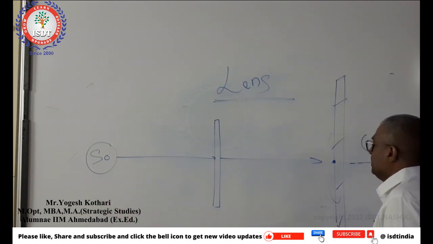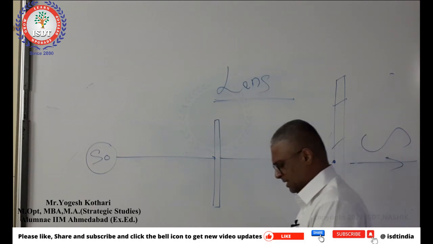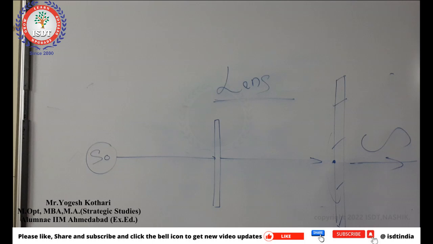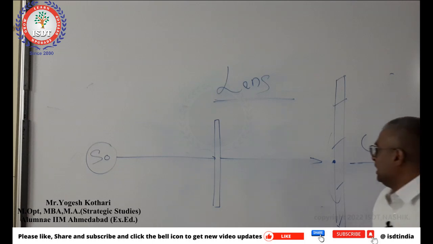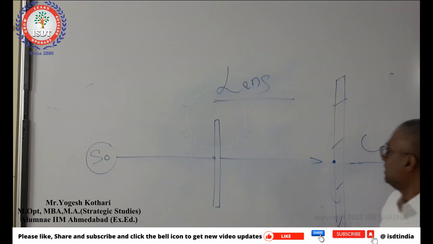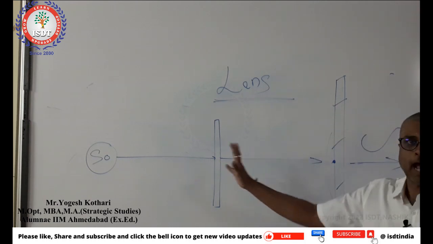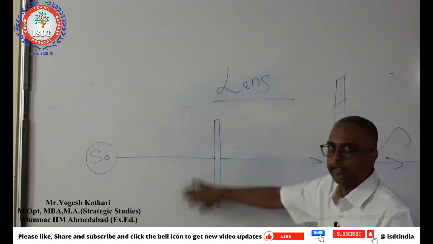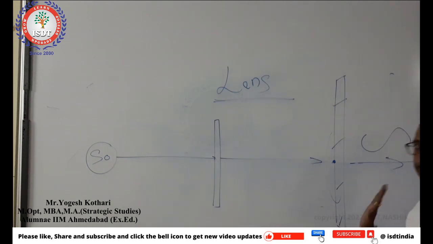So now let's understand how we can use this. Where do we use this basically? If we stop this light, and you look at the whole thing, it resembles the eye. You have a source of light, you have some optical element here, and you have a screen here.